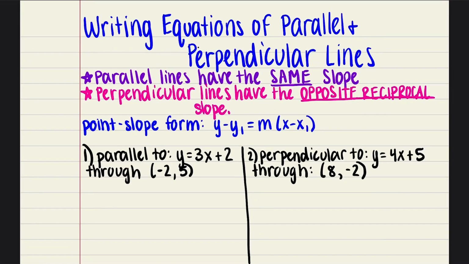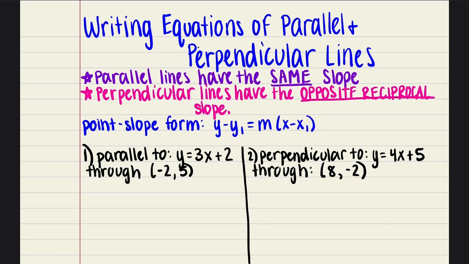Hi everyone, I am going to show you how to write equations of lines that are parallel and perpendicular to a specific line. So typically these problems look something like number 1 and 2 I have here, where it will say parallel to a line and through a point, or perpendicular to a line and through a point.